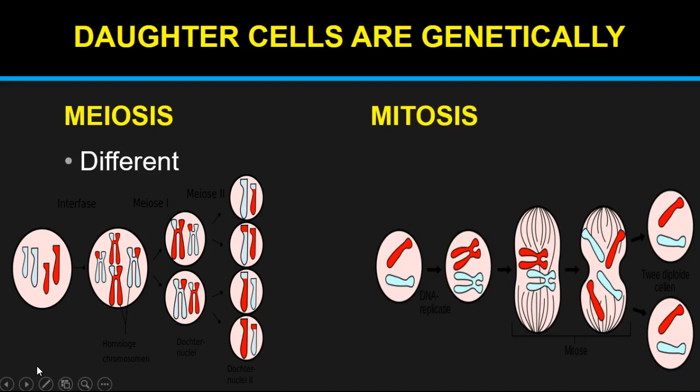And in mitosis, the daughter cells are genetically identical. Take a look at the 2 daughter cells in mitosis, and you'll see that they're exactly the same. And not only are they the same as each other, but they're also the same as the parent cell.